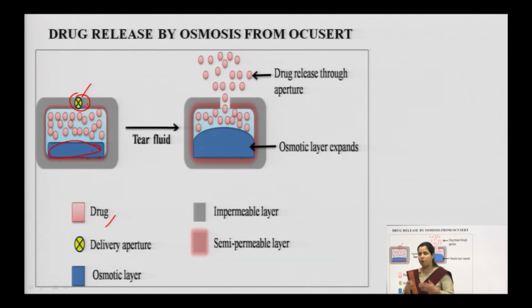When upon placement it is in contact with tear fluid, then the osmotic layer will get swelled and it makes pressure onto the second compartment. This is the first and this is the second compartment basically. So, when the osmotic pressure develops, this compact layer will get expanded like this, and it will create pressure on the second compartment, where the drug is enclosed with the polymer, right.